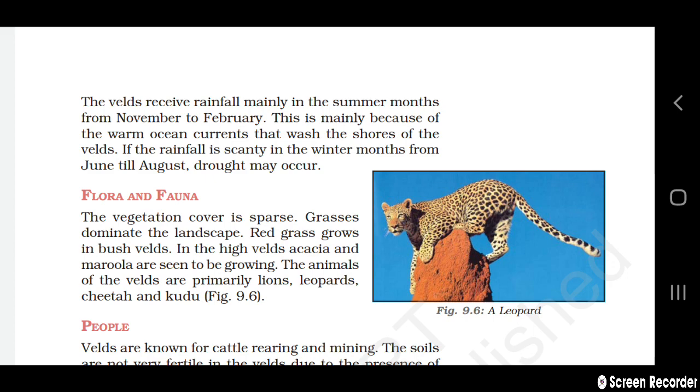They receive rainfall in the summer months from November to February, and this is mainly because of the warm ocean currents that wash the shores of the fields. The rainfall is scanty in the winter months from June till August. If it does not rain continuously, then drought may occur in that place.